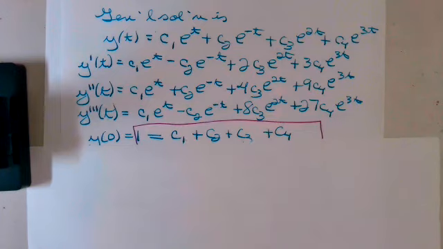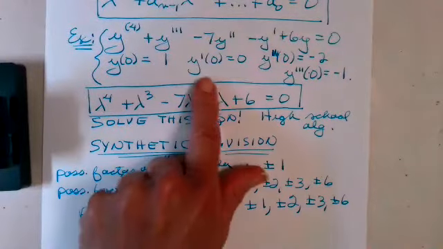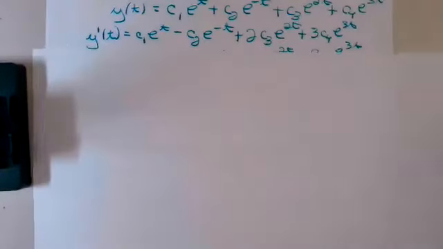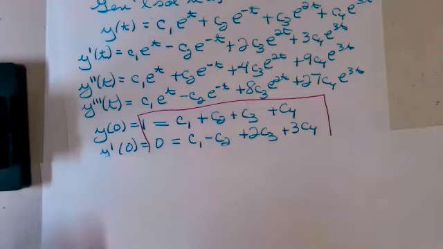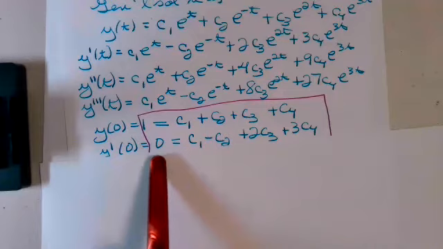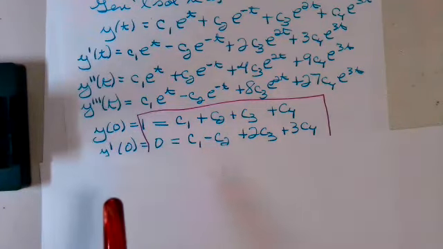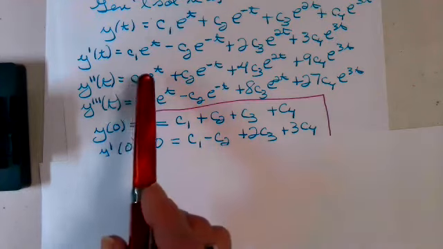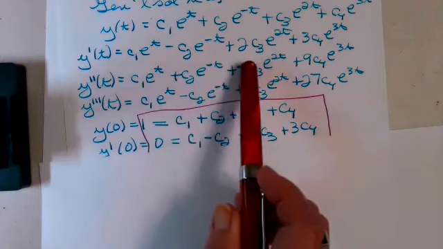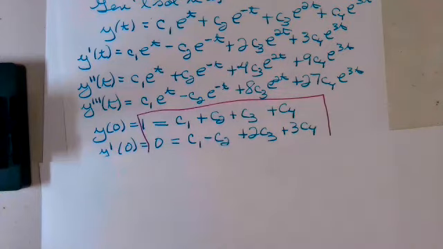The second initial condition that we were given said y prime of 0 is 0. So now we go to y prime at 0. That has to be 0, that's what we were given. Now we go to the equation for y prime, stick in t equals 0, and see what that works out to be. Every exponential, when it's raised to the 0 power, is 1. So that gives me C1 minus C2 plus 2C3 plus 3C4.